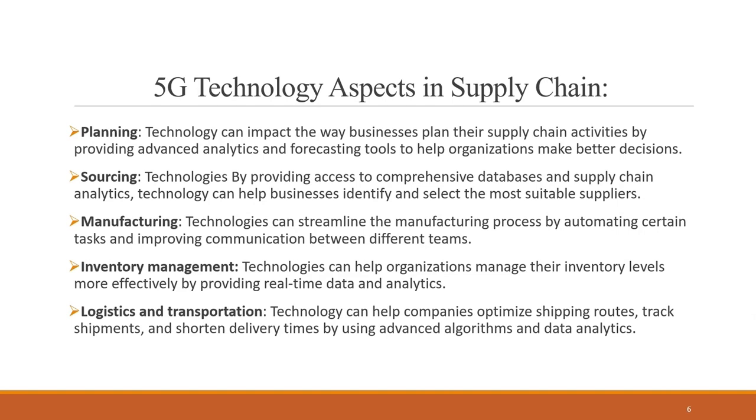In sourcing, technology provides access to comprehensive databases and supply chain analytics. Technology can help businesses identify and select the most suitable suppliers. While in manufacturing, technology can streamline the manufacturing process by automating certain tasks and improving communication between different teams.